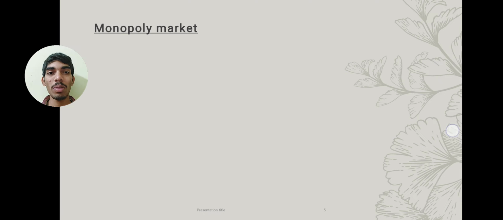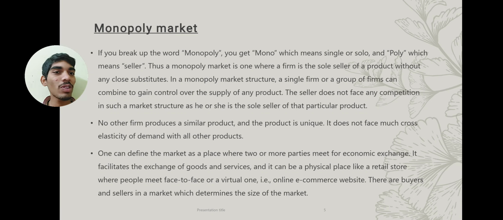Now let us discuss the monopoly market. If you break the word monopoly, you get mono, which means single or solo, and poly, which means sellers. Thus, a monopoly market is one where a firm is the sole seller of a product without any close substitutes. In a monopoly market structure, a single firm or a group of firms can combine to gain control over the supply of any product. The sellers do not face any competition in such a market structure, as he or she is the sole seller of the particular product. No other firm produces a similar product, and the product is unique. It does not face much cross elasticity of demand with other products.